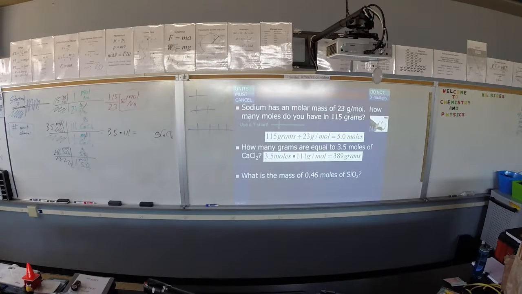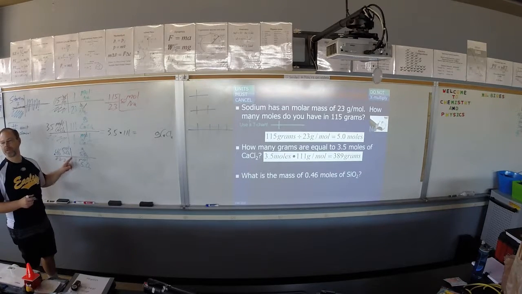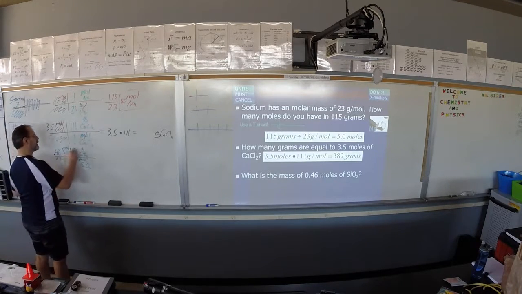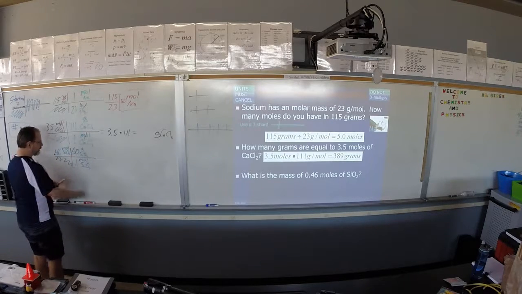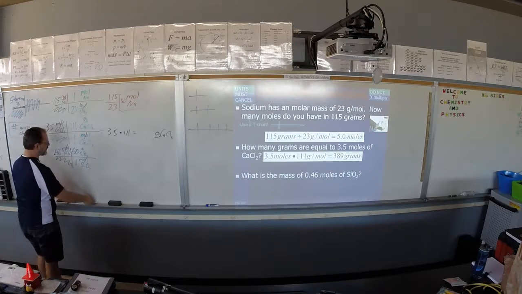Guys, we have 7 minutes left. I'd like to do one more if we could. What did you get for the molar mass of silicon dioxide? 60. 60? And then you crossed out your moles of silicon dioxide? Yeah. And you multiplied across?